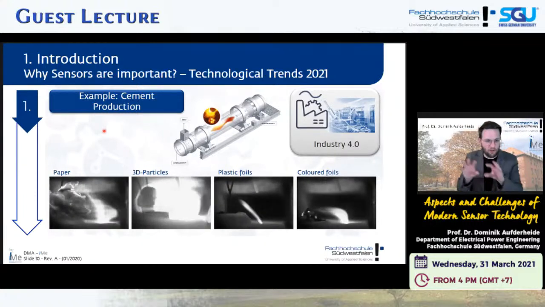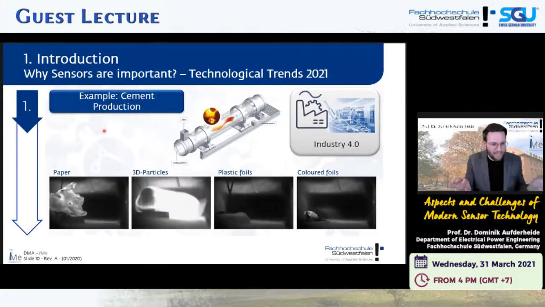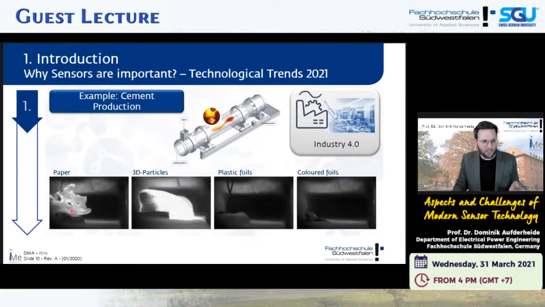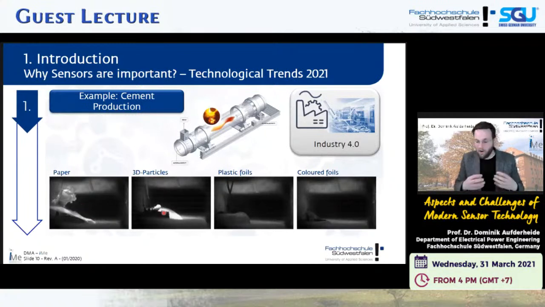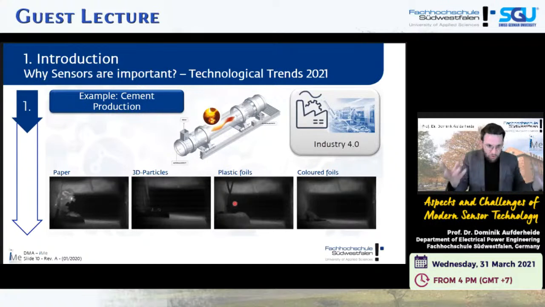And you see, of course, that the combustion behavior is always completely different. If you have paper fractions you're burning, you have, for example, a great variety of ashes. 3D particles, you have a long burnout. Plastic foils, they burn out immediately with not so much ash and so on. And therefore, to control this combustion process is a very difficult thing.